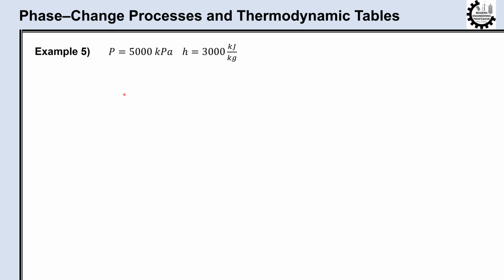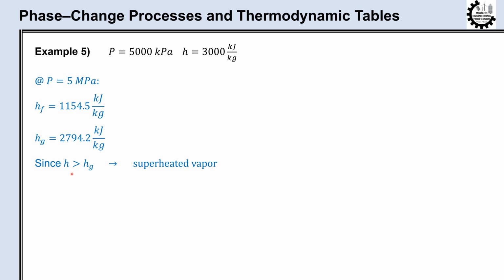This example is similar to the previous one, except the enthalpy is different. Similar to example 4, we find hf and hg at 5,000 kilopascals or 5 megapascals. Since our enthalpy of 3,000 is larger than hg, we have superheated vapor.